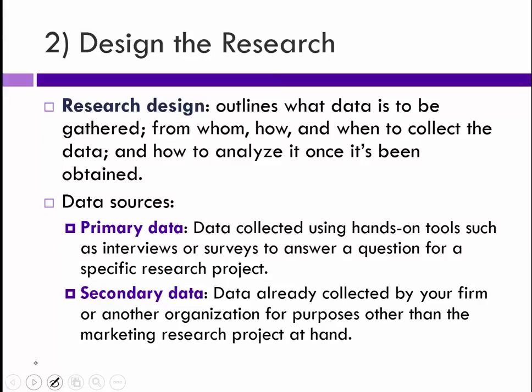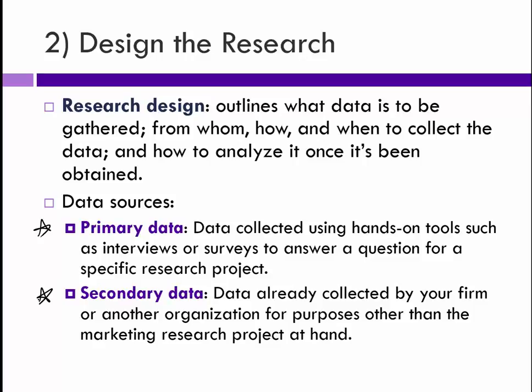The second step is to design your research. This outlines what data we're going to get, from whom we're going to get it, how we're going to collect it, and what we're going to do with it once we get it. And so we have two main things here, primary data and secondary data.